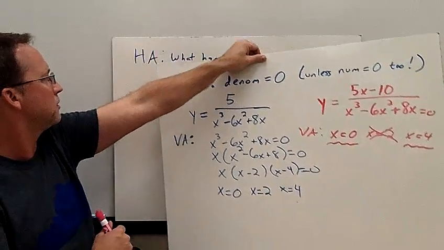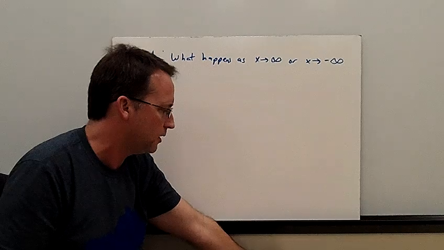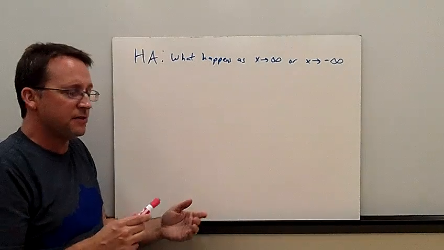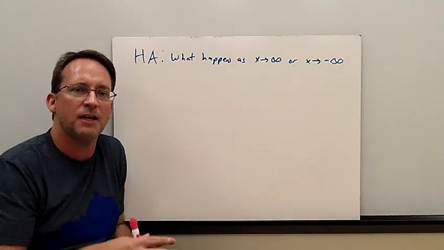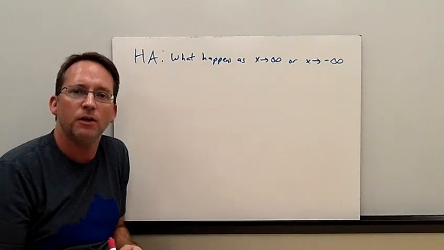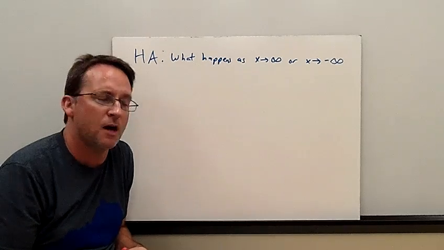Horizontal asymptotes, the last thing I want to talk about. We've seen graphs have 1 horizontal asymptote, and the majority of graphs will just have 1. Next year in calculus, we'll see the occasional graph that might have 2 different horizontal asymptotes.